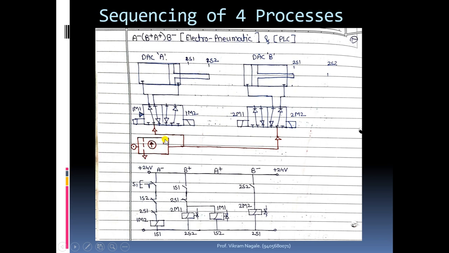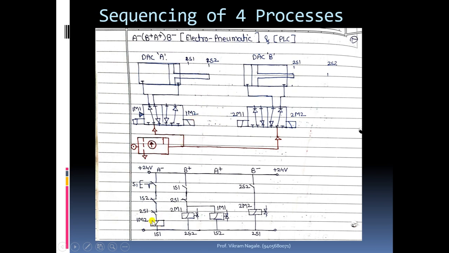Supply is given from this air service unit. Now you can see here what is the first output for the cycle, that is A minus, and last output is B minus. So we have to take a feedback after completion of this process, that is whenever the rod end comes to this 2s1, and we need to give it to start the A minus process. So how to start the A minus process? By energizing this 1M1 coil.